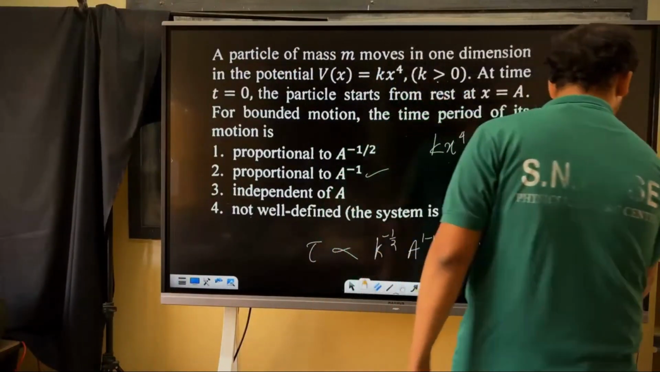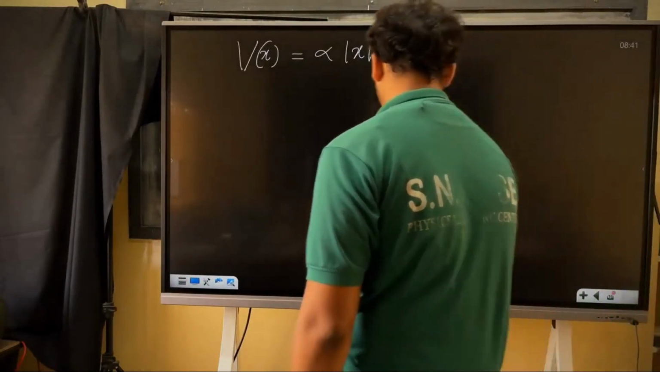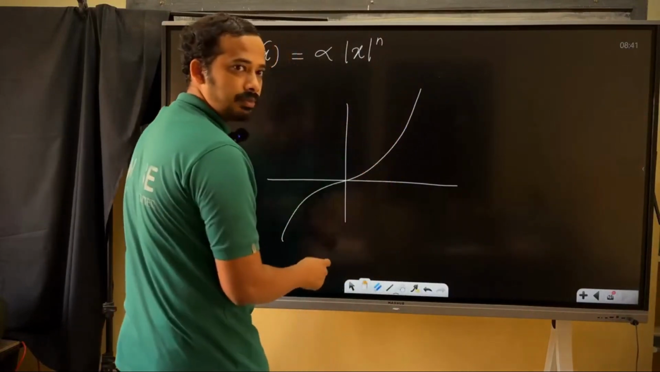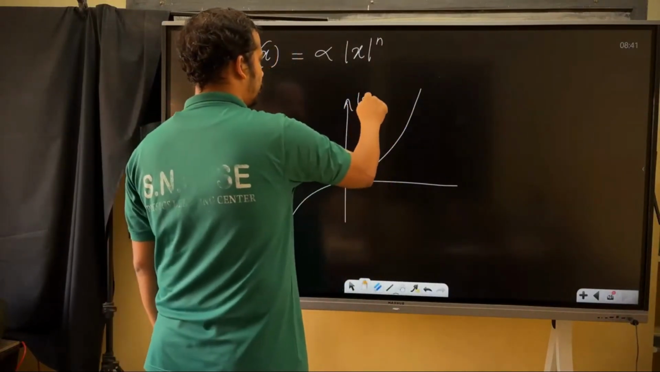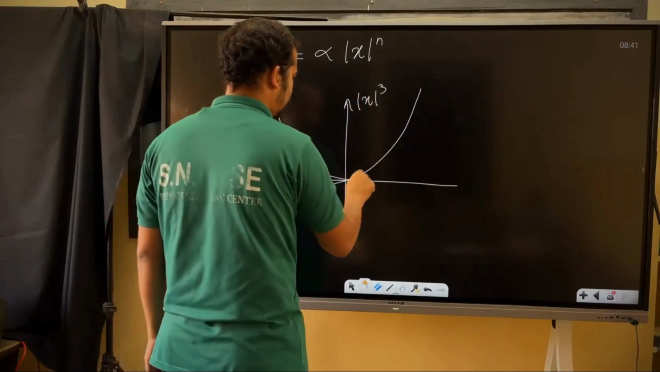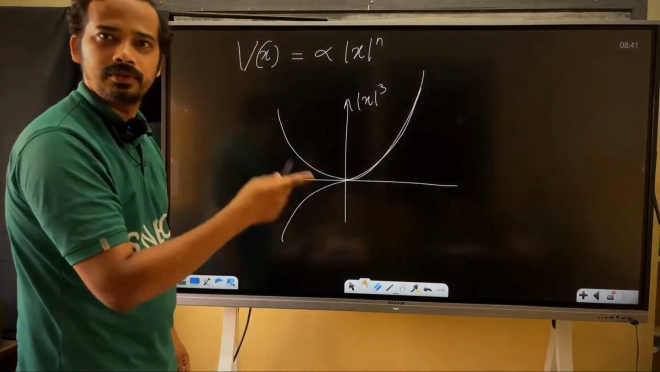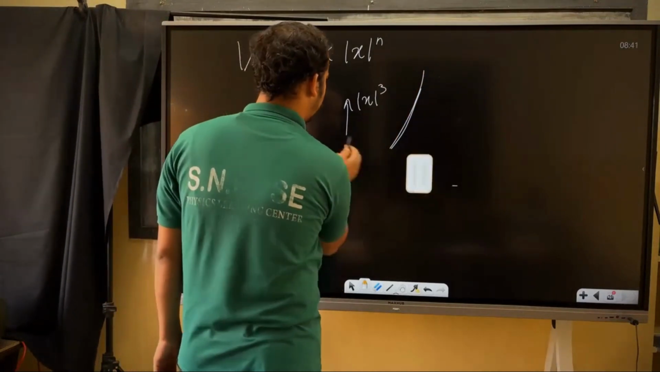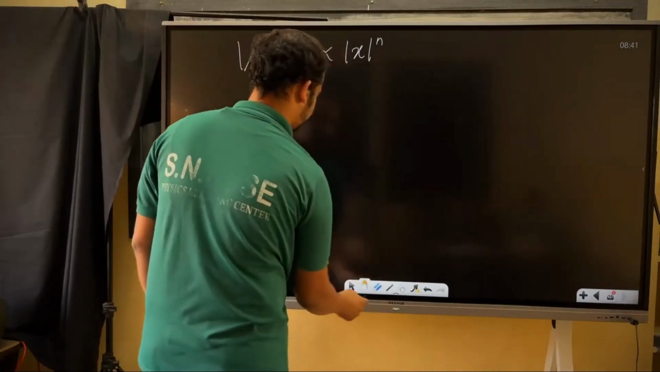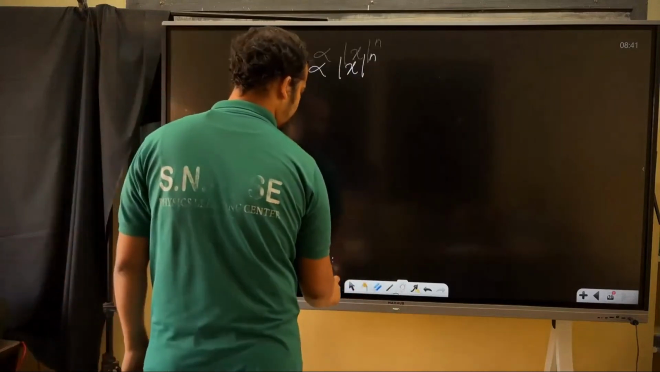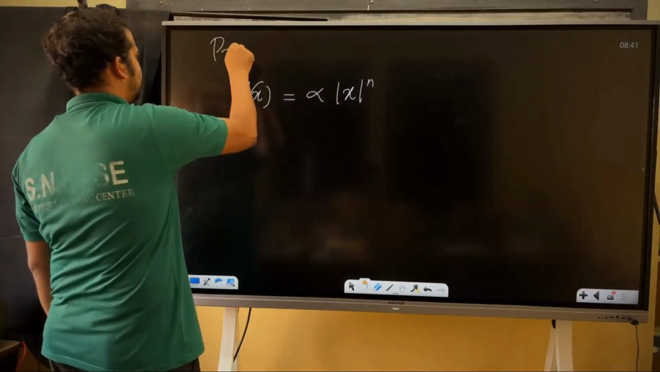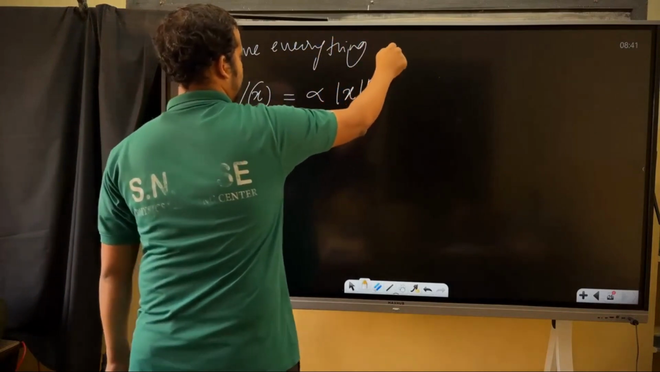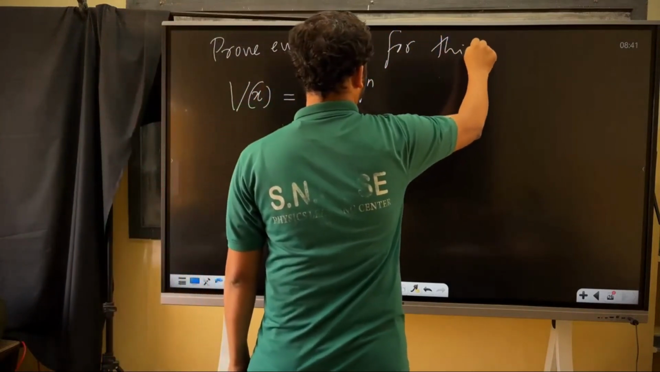If you put mod, it will become bound motion. Only if f of x equals x, that's not bound motion. Or x cube is not bound motion. If you take mod x cube, then what will happen? It will be like this. That will be bound motion. Are you getting my logic? So you prove that one for this one. Prove everything for this potential and make a note.